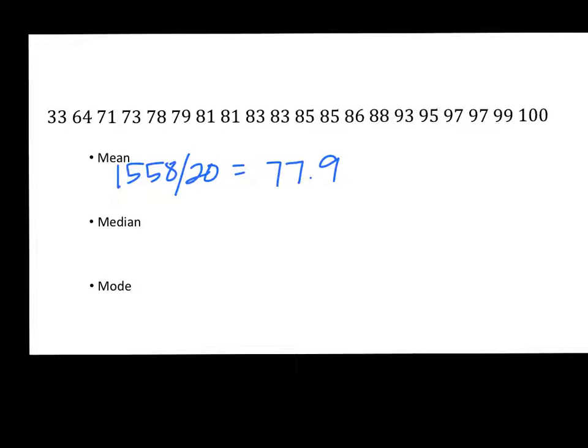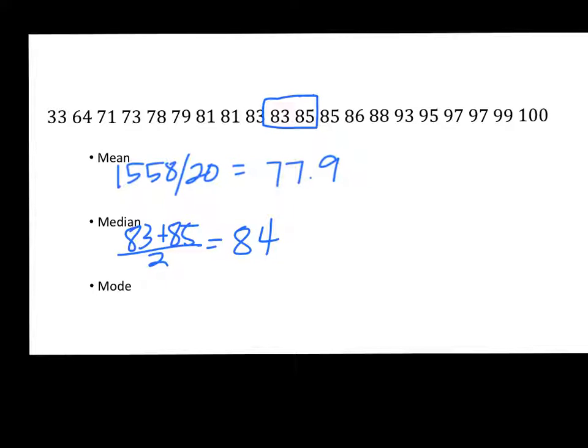The median, remember, is the middle, so we have 20 numbers here. We need to figure out where the middle is. The middle falls right here. We actually have two numbers in the middle, since we have an even number of numbers. So 83 and 85, to figure out the median, we actually have to take those two numbers, add them up, and divide by 2. So basically find the average. And in this case, our median should be 84.